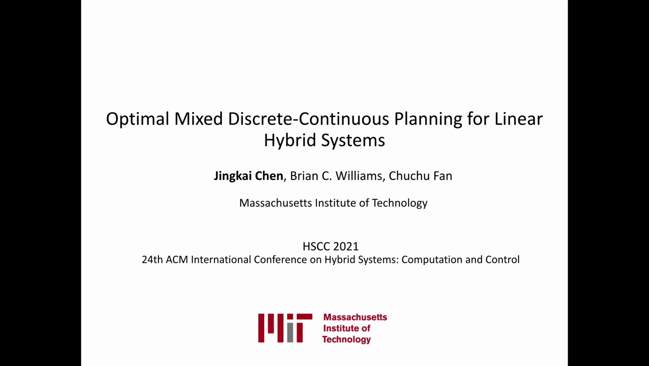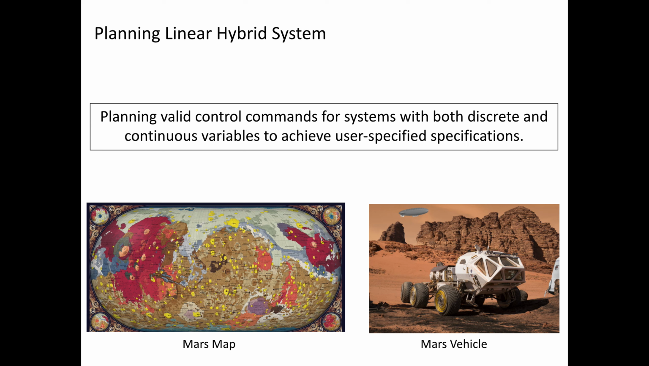Hybrid planning is a problem of planning valid control commands for hybrid systems to achieve user-specified specifications. Here, hybrid means the system has both discrete modes and continuous dynamics, which are represented by discrete and continuous variables. These variables can change instantaneously or continuously under different modes. In this paper, we specifically consider linear dynamics, in which the dynamics functions are linear functions of control variables. So the system here is called a linear hybrid system.